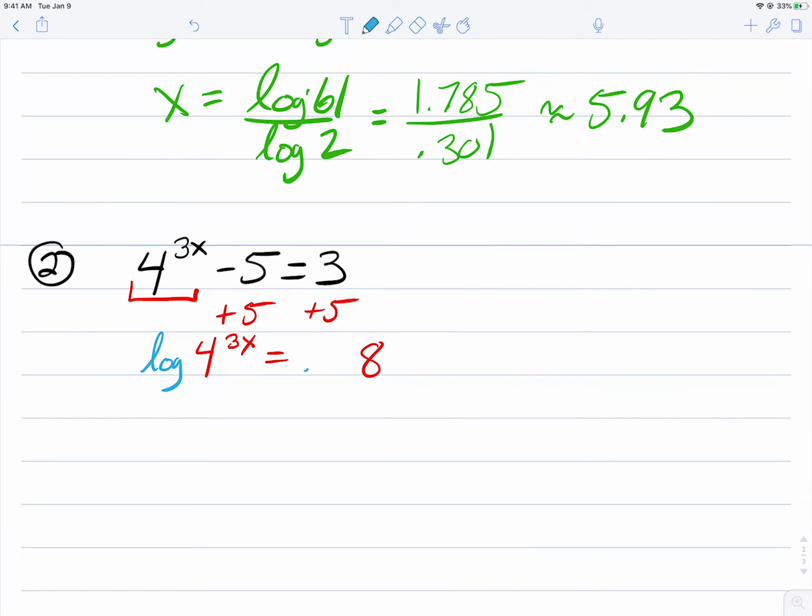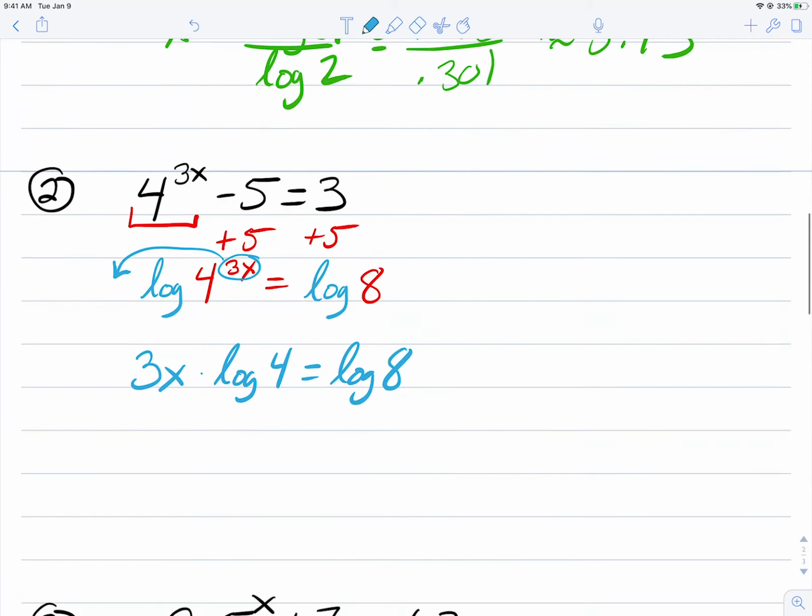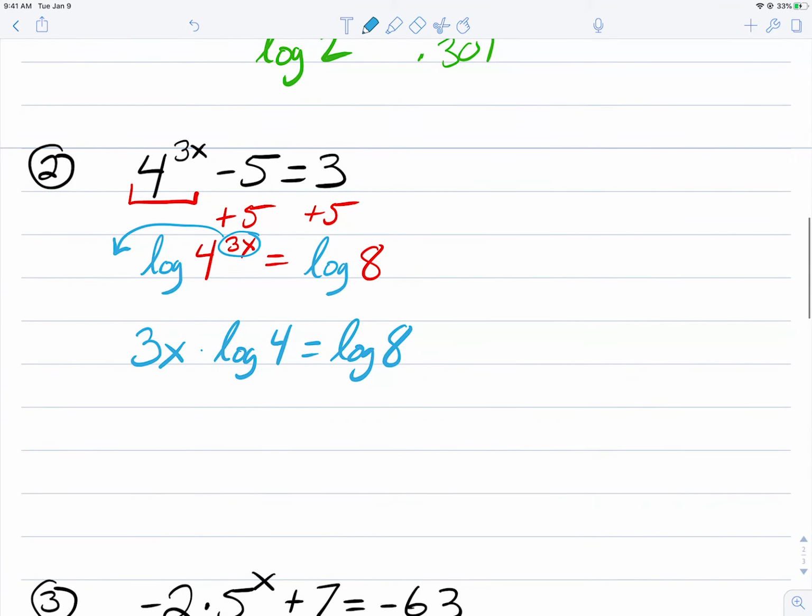So I'm going to take the log of both sides of my equation. Now my exponent is going to go out front. So I have 3x times the log of 4 equals the log of 8. If I want to start getting my x by itself, I'm going to have to eliminate the log of 4 and the 3.